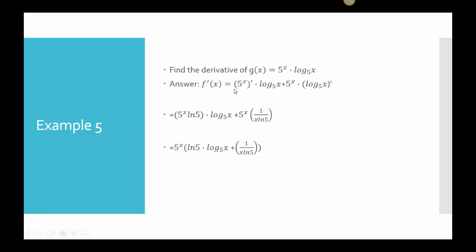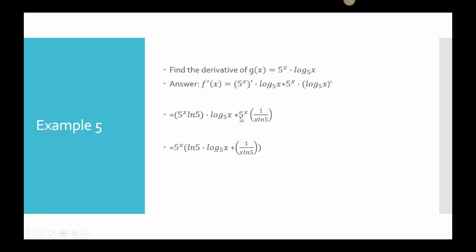So again, I took the derivative of 5 to the x, or I'm going to, and I left log base 5 of x alone. Then go back to 5 to the x and come back and take the derivative of log base 5 of x. So remember, when we're doing exponentials that are not e, you repeat 5 to the x again, natural log of the base. So I have 5 to the x, natural log of 5, times, there's my log base 5 of x from our original function.